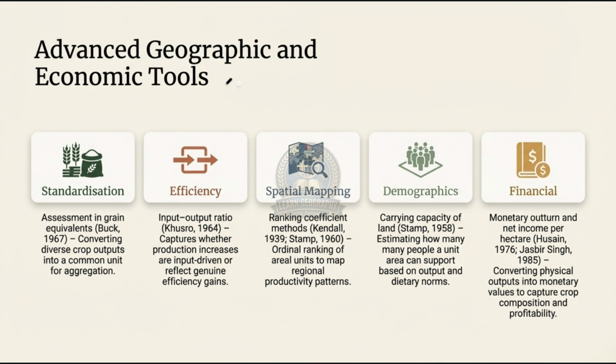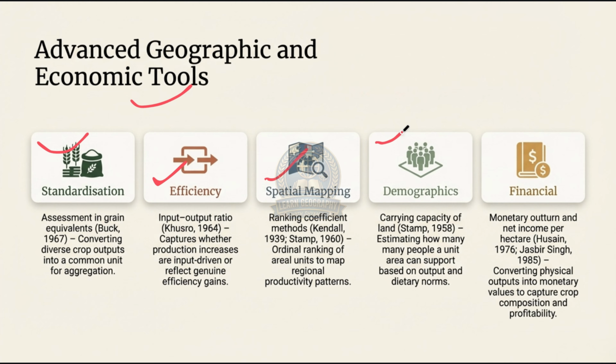Now, advanced geographic and economic tools. Standardization, assessment in grain equivalence, according to Bach in 1967, converting diverse crop outputs into a common unit for comparison. Then efficiency, input-output ratio, according to Khusro in 1964, captures whether production increases are input driven or reflect genuine efficiency gains. Spatial mapping, ranking coefficient methods, Kendall 1939, Stamp 1960, ordinal ranking of areal units to map regional productivity patterns.